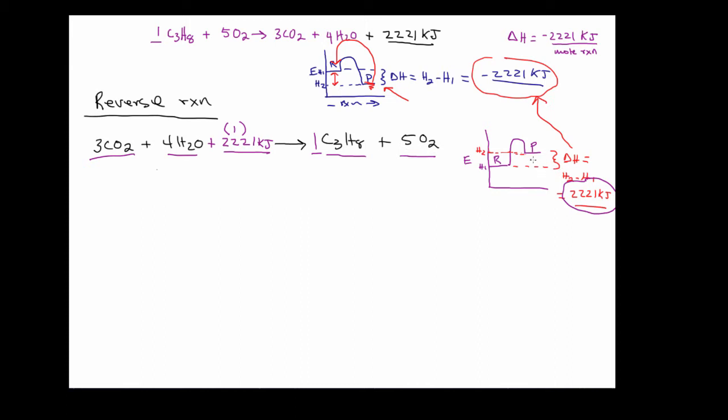So we've got to climb back up. We have to climb up this hill. We have to go from the R to the P. We've got to go up in energy. All right. The products are at a higher potential energy than the reactants.